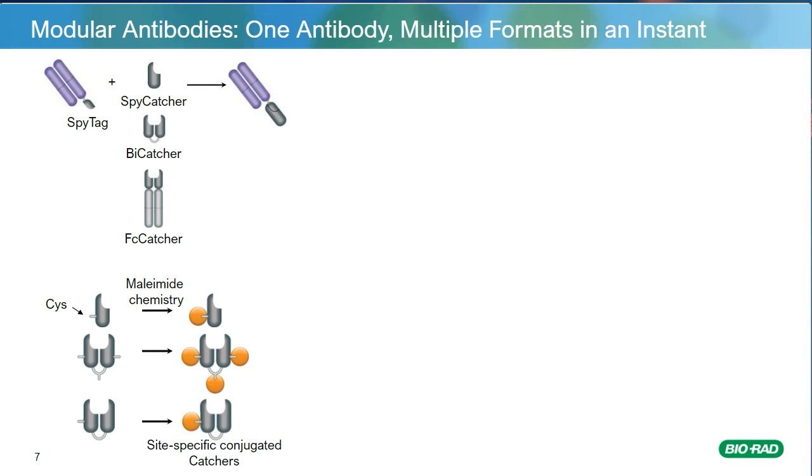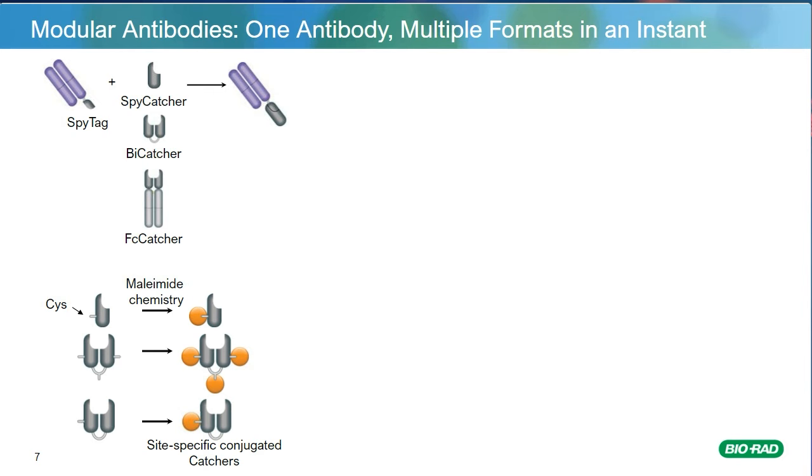One of the big advantages of this system is that labeling can be done prior to the coupling of the catcher to the Fab. This means that no labeling is incorporated into the antibody binding site, and therefore no loss of function is seen with the antibody binding.